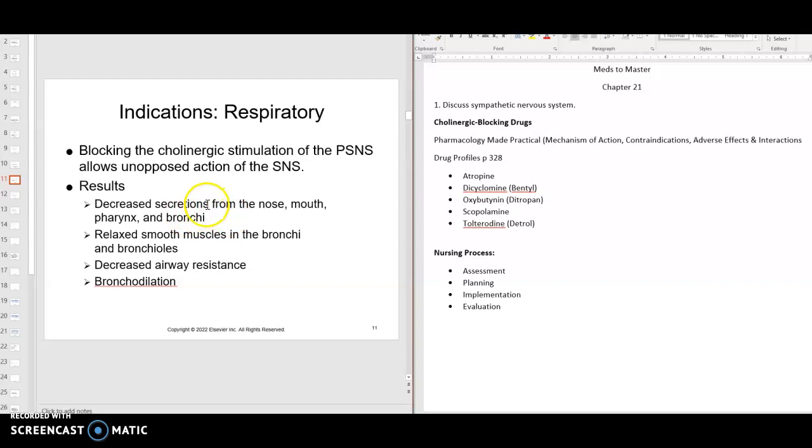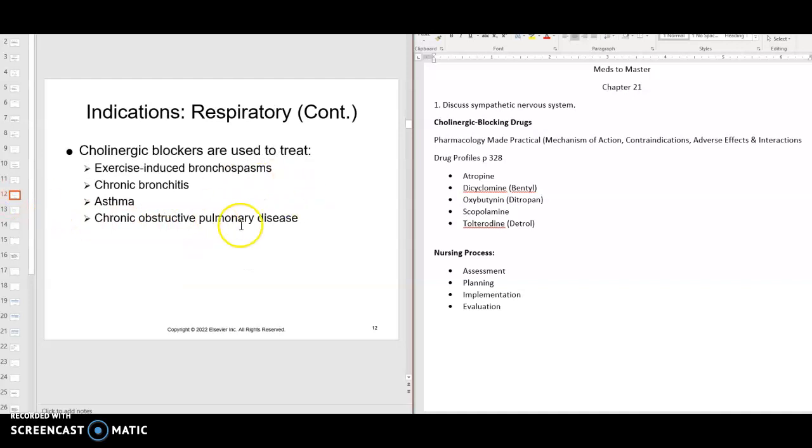So specifically, it's going to decrease those secretions from the nose, mouth, pharynx, and bronchi. So think about pre-surgery. If I'm trying to dry up somebody's secretions before we stick an endotracheal tube down into their trachea, they might receive cholinergic blocking medication, so it'll dry those secretions up. It's also going to help relax that bronchi and the bronchioles, which reduces the airway resistance and makes it easier for individuals to breathe. Also can be used on individuals with those chronic problems, such as chronic bronchitis, where those airways become narrowed and constricted.